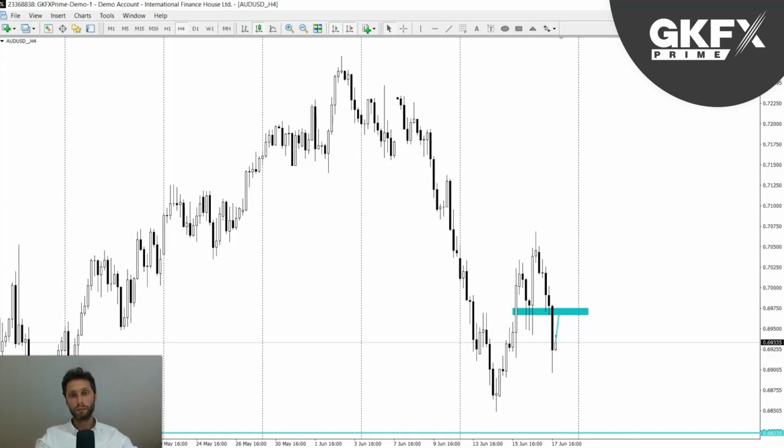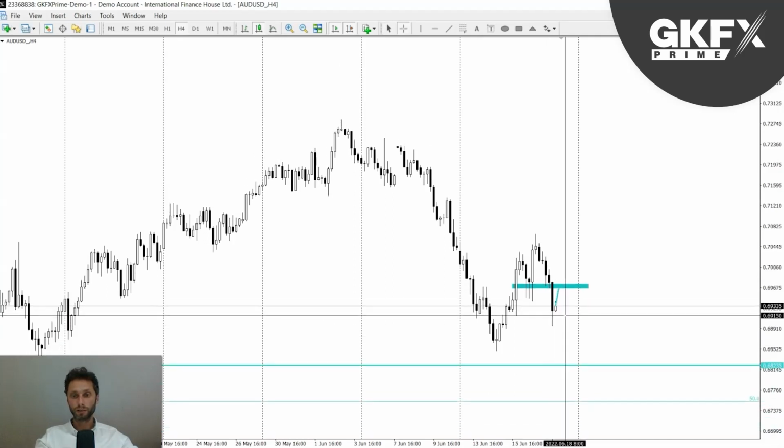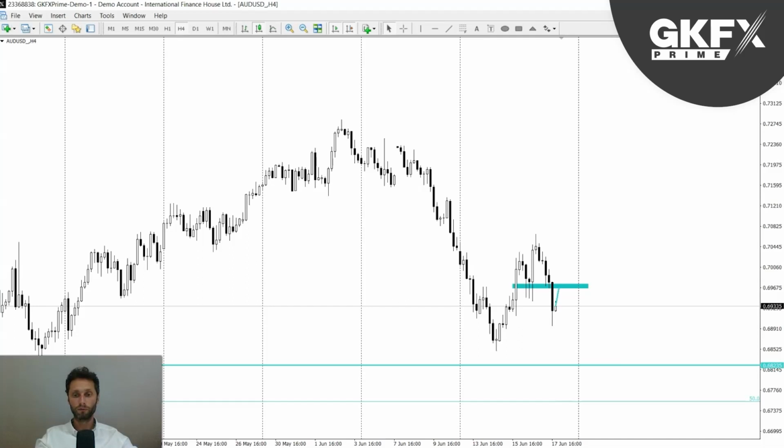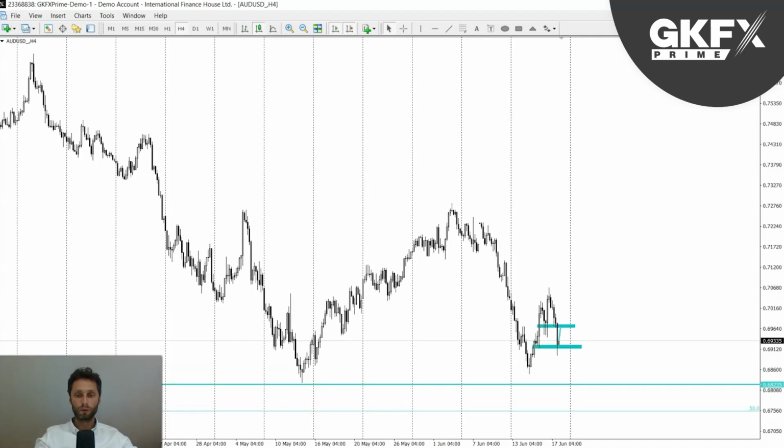Of course, the market may not do that. We may just collapse from here right into the level, in which case I would look for a pullback into an area of significance. One area I can see building up is right here. But we'll have to see how the price action develops as the days go on. So that will be the setup for Aussie dollar.